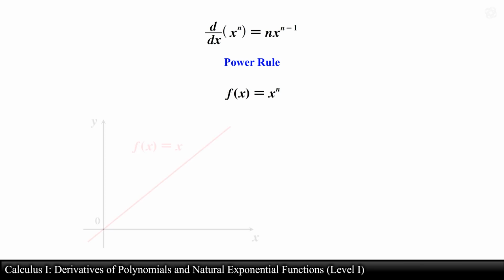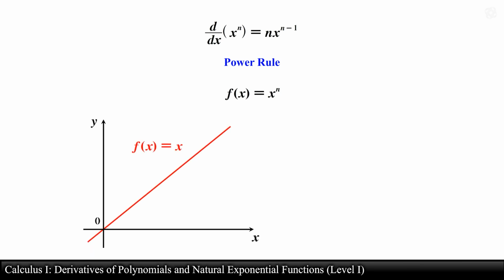For example, say that we have the graph f of x equals x. The function is a power function of degree 1. In other words, it's a linear function that passes through the origin, and whose slope of the tangent line at every single point on the curve is equal to 1. This means that the derivative of the function should be equal to 1. Let's use the power rule to show just that.